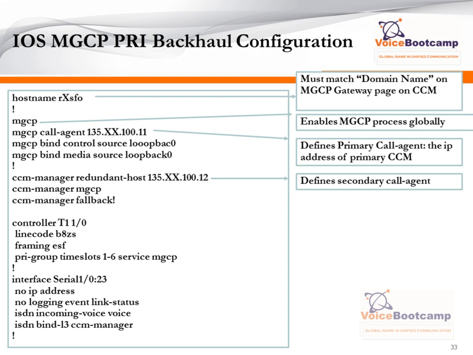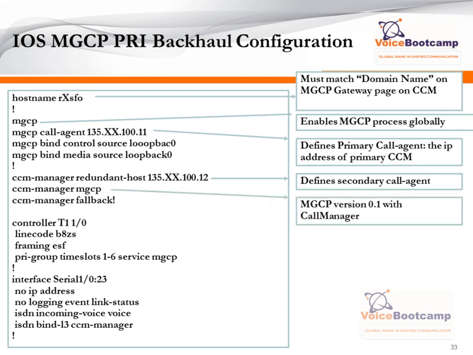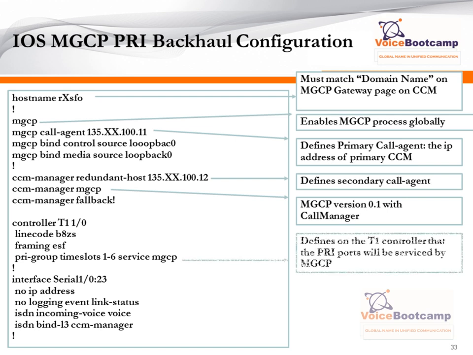If you have a backup call manager, you can type CCM manager redundant host followed by the backup call manager IP address. CCM manager MGCP basically defines what version of the call manager to use, and the fallback command is used for SRST. When the gateway loses connection to call manager, it has the capability to fall back.